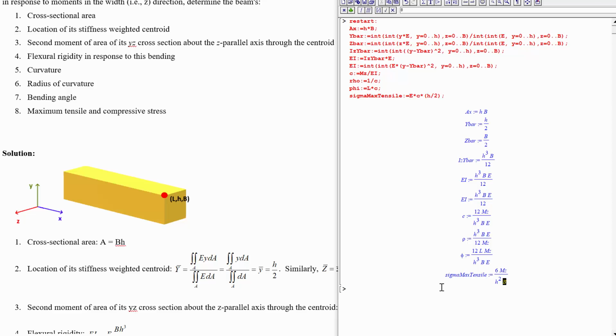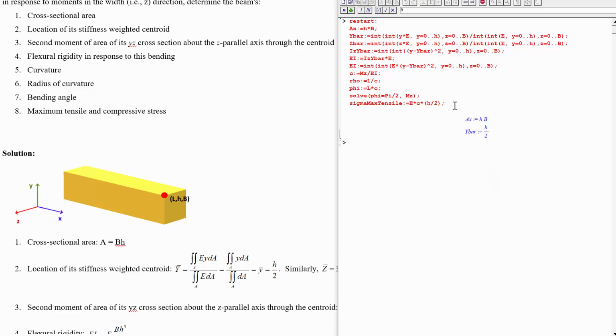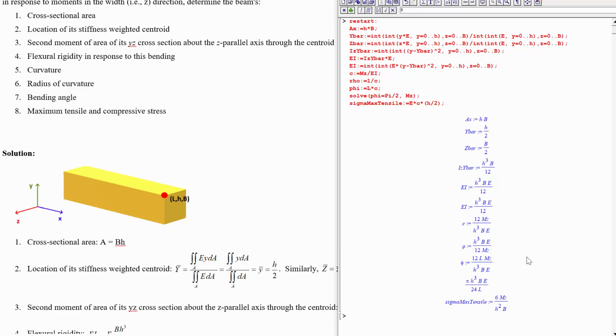As an example, let's see what the maximum stress is to cause something to bend to a 90-degree angle. So we're going to put in as much moment as is necessary for a thing to bend to 90 degrees. And that gives us an ability to solve for the moment. So let's say solve phi equals pi by 2 for the moment. And this tells you what the moment has to be. And let's say that the moment is equal to that amount. Now we've got a fixed moment as whatever moment is necessary to make the thing bend to 90 degrees.